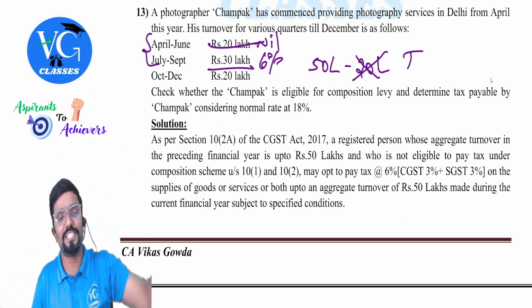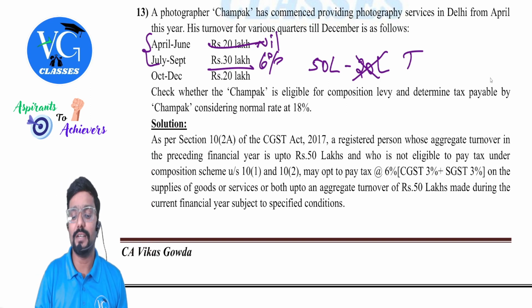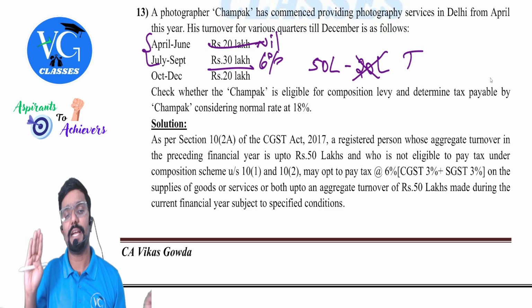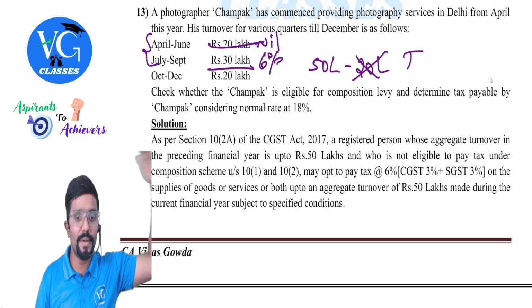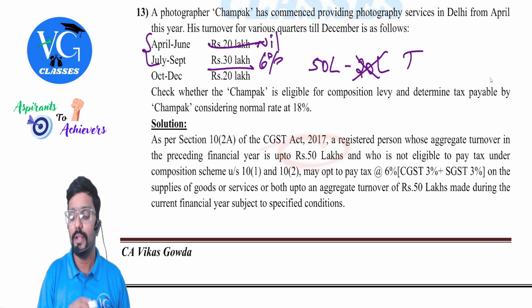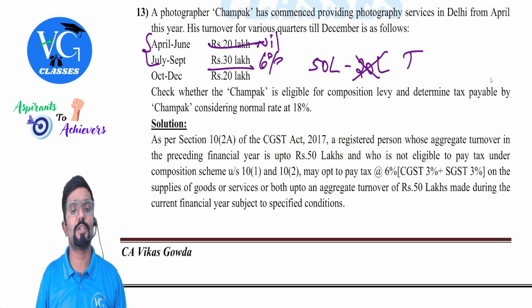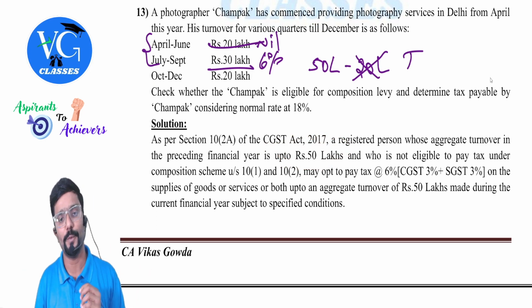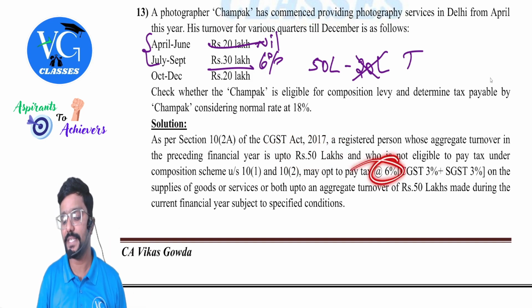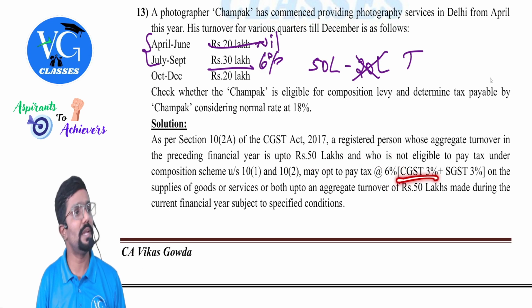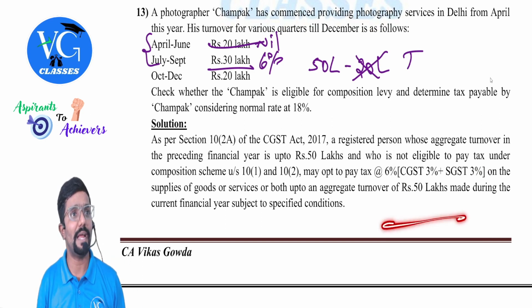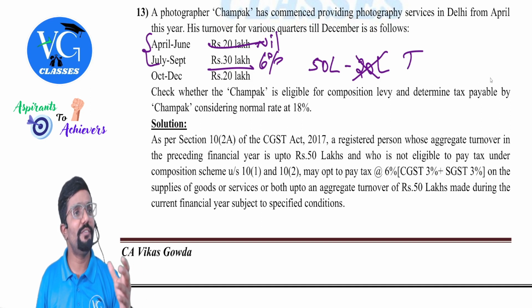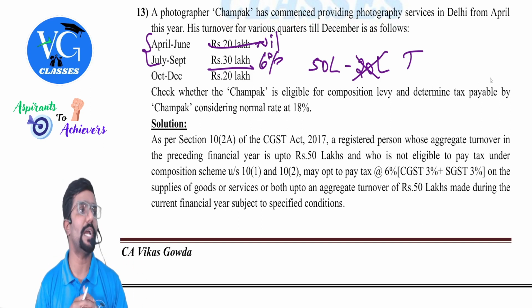Chalo, fine. Let us see the answer. As per section 10(2)(a) of the CGST Act 2017, a registered person whose aggregate turnover in the preceding financial year is up to 50 lakh and who is not eligible to pay tax under composition scheme under section 10(1) may opt to pay tax at 6% total, that is 3% CGST and 3% SGST, on the supplies of goods or services or both up to an aggregate turnover of 50 lakh made during the current financial year, subject to specified conditions.